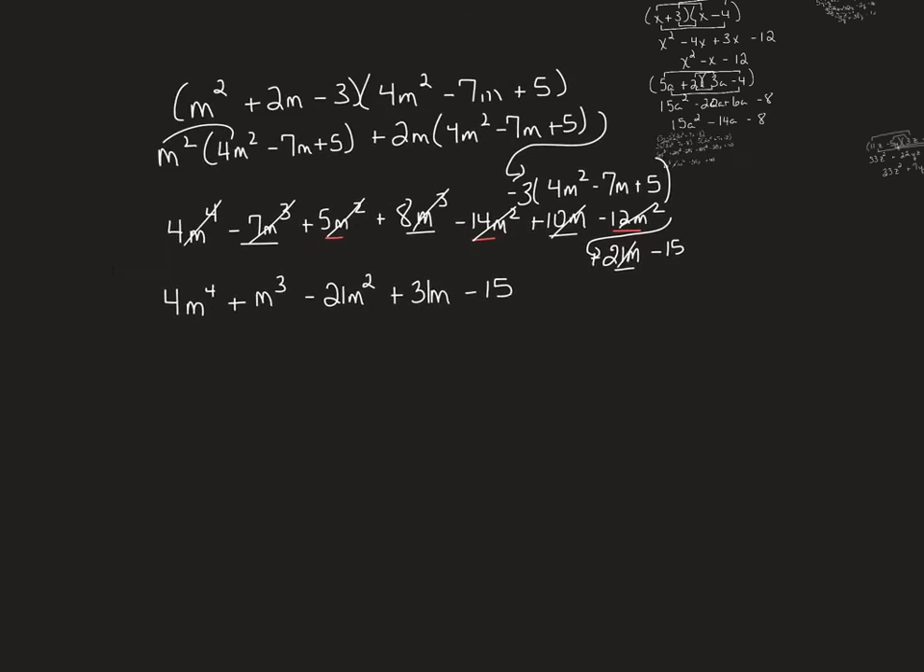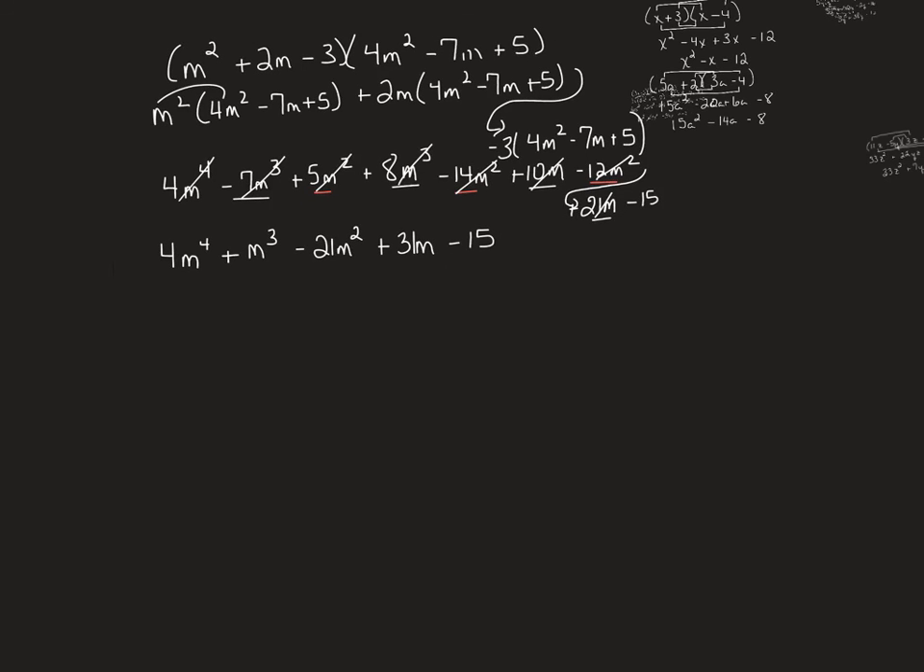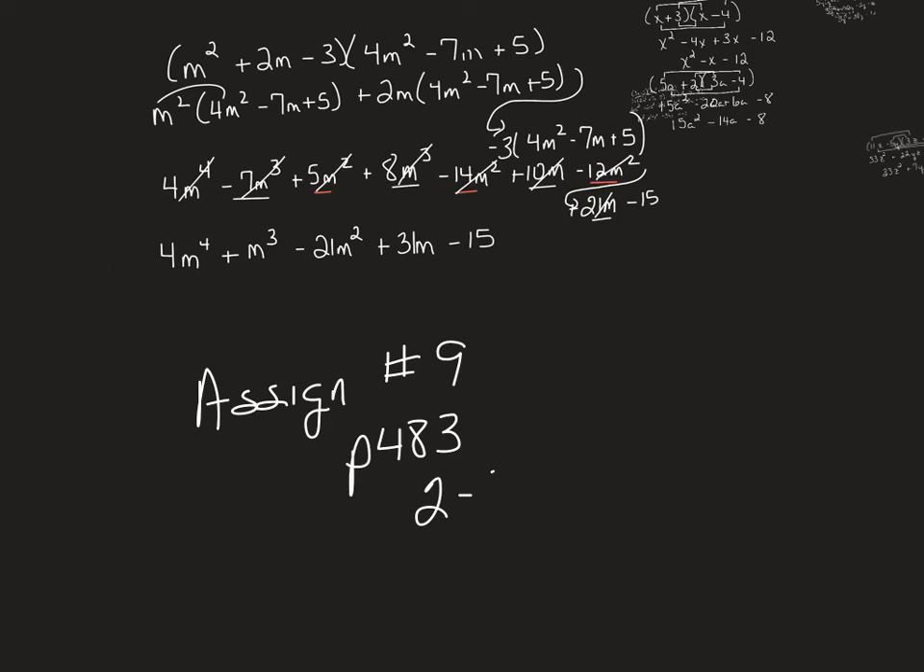Your assignment is assignment number 9. And it's on page 483. And you have 2 to 28 even. And you may omit number 24. Okay. Page 483, 2 to 28 even, and you may omit number 24.